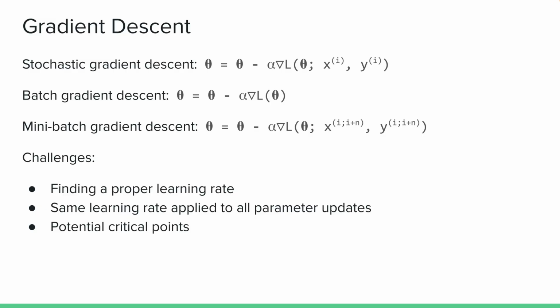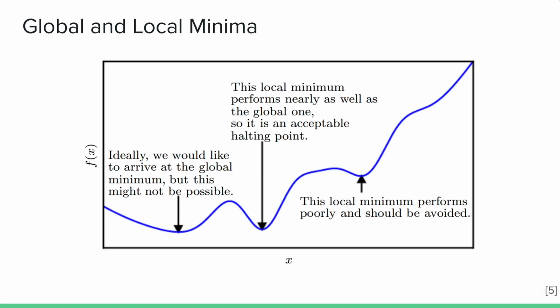Some of the challenges that you typically have with this procedure are finding a proper learning rate. In other words, how big of a step should I take? Then whether you should use the same learning rate for all parameter updates, and of course potential critical points where your optimization could get stuck. I'm sure you've heard these terms before, global and local minima. For our loss surface, we would ideally like to go to the global minimum, which would be the best one. However, we might not always be able to get there.